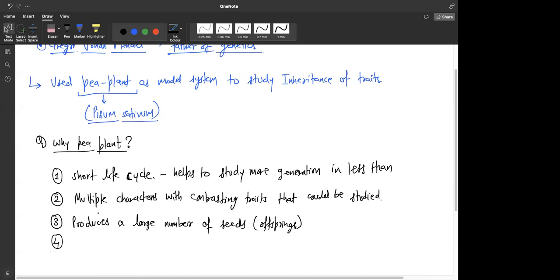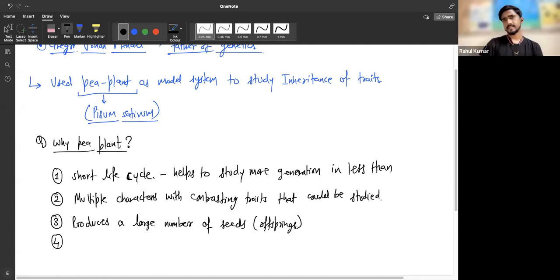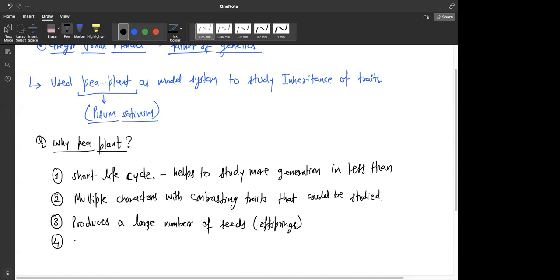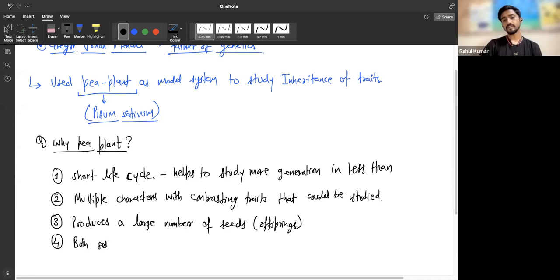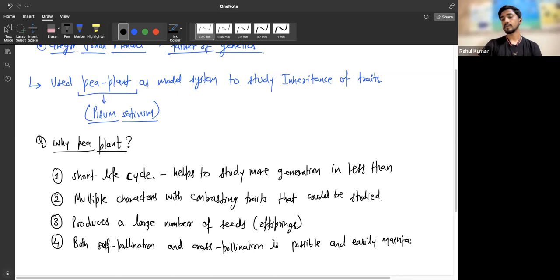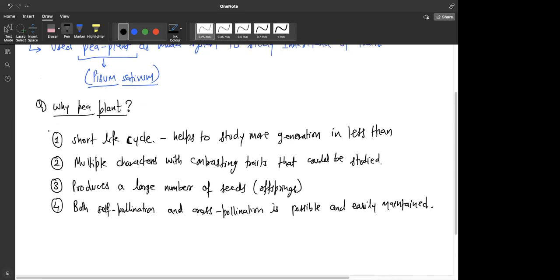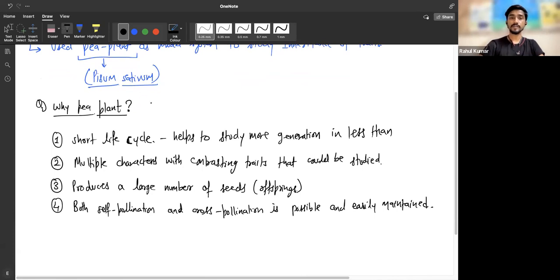It's easy to handle or maintain, easily grown. Yes, easy to handle, but there are many other plants which are easy to handle. Easy to handle in the context of pollination. Okay. So both self-pollination and cross-pollination are possible, and easily maintained. Whatever you want to do, you can do that. Understand? Yes. So for these four reasons, Mendel chose the pea plant as a model system to study genetics.